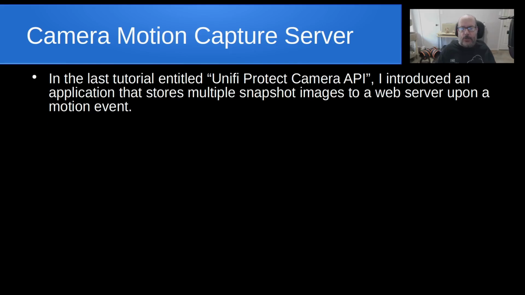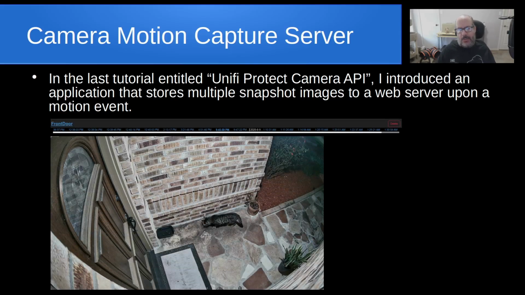So in the last tutorial, which I entitled Unify Protect Camera API, I introduced an application that stores multiple snapshot images to a web server upon a motion event. And this is an example of that web server page.